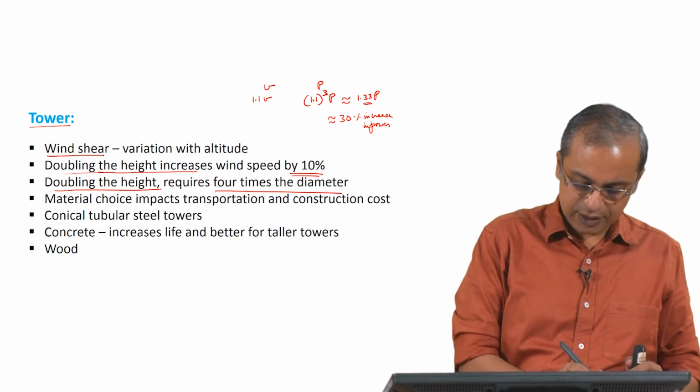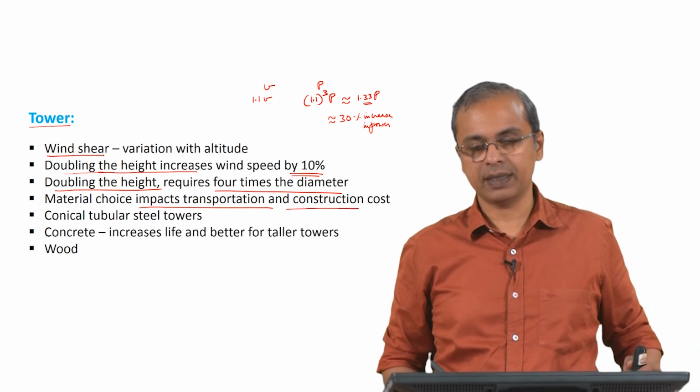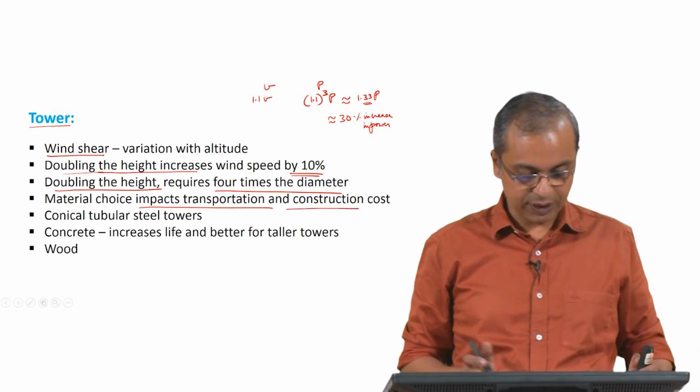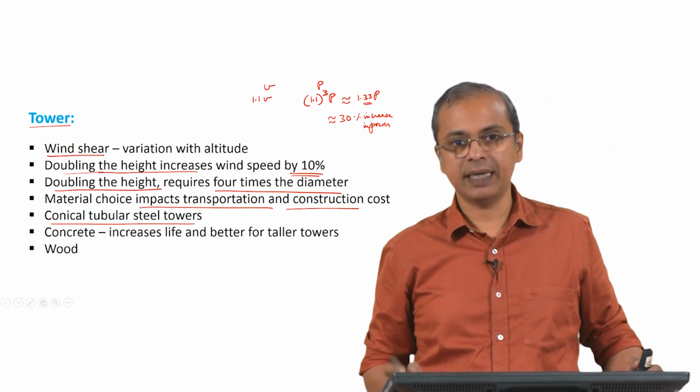The material choice will impact things like transportation and construction of that structure, because, for example, there are people who use tubular stainless steel based structures.